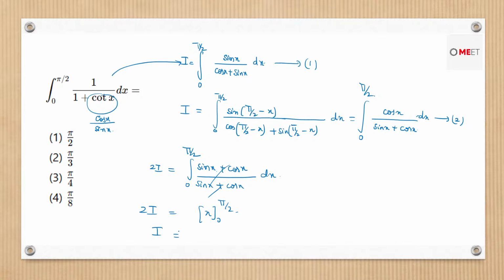This is going to be pi by 2 minus 0, which is equal to 2I. So I will be equal to pi by 4. That is option 3 is the answer.